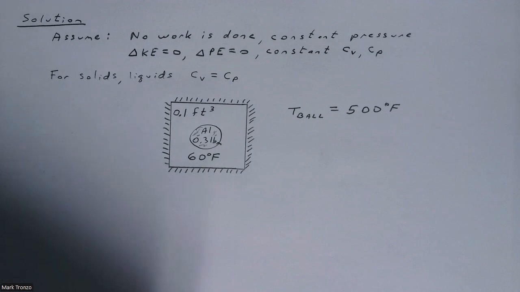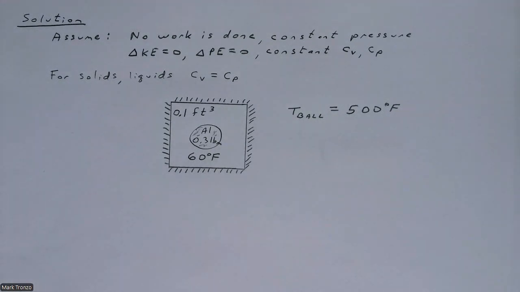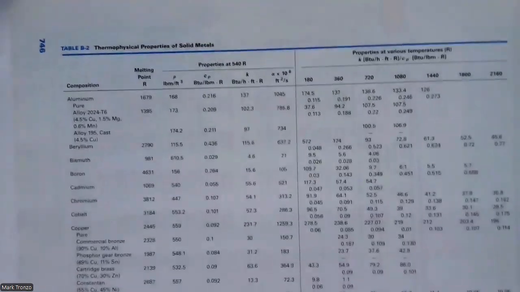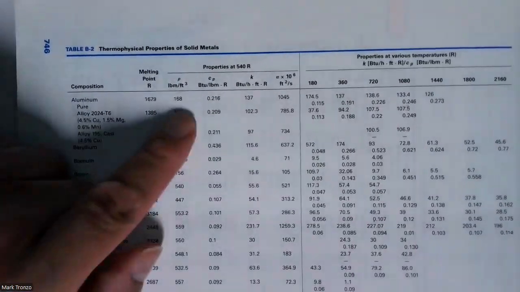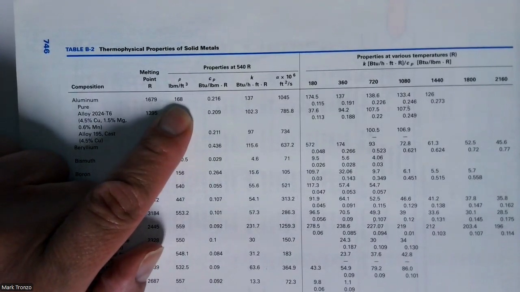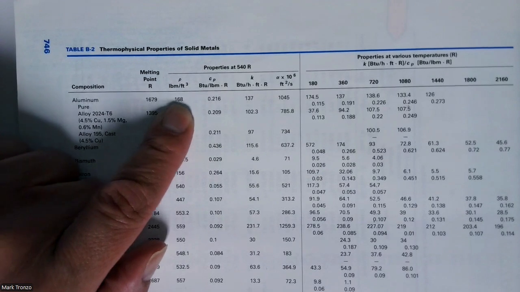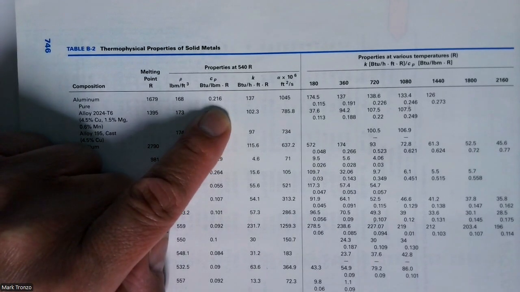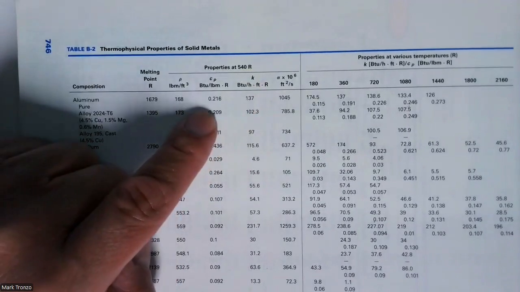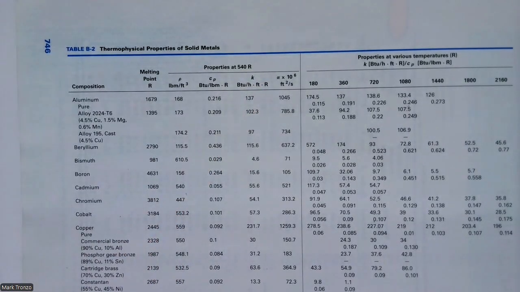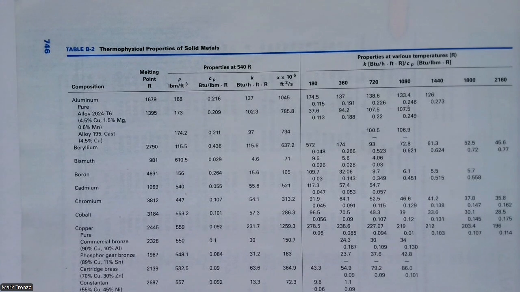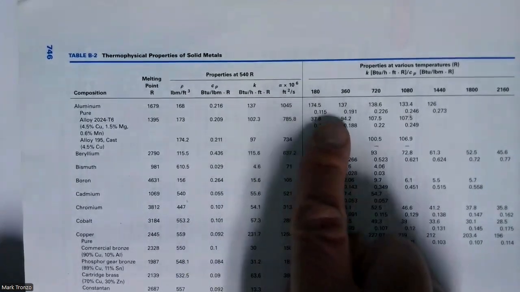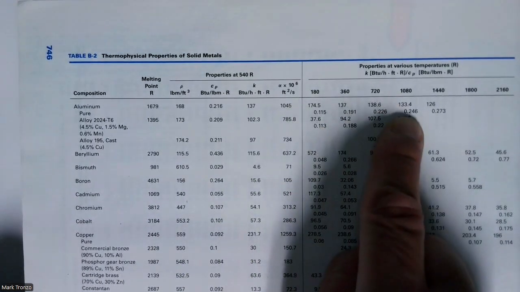And actually, we can maybe start with that. We can maybe look up the properties in my book. I'll look up the properties for aluminum, and you can see the density is about 168 pound-mass per foot cubed, and CP is about 0.216, although that's at 540. Now we're going to end up being, when we add 460 to our 500-degree ball, around 960. So over here, they have a little bit more specific values.